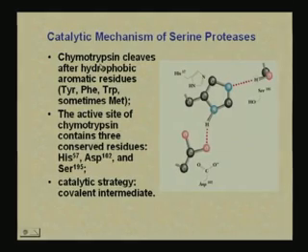Again, chymotrypsin cleaves after hydrophobic aromatic residues, usually tyrosine, phenylalanine and tryptophan, and sometimes methionine. The active site of chymotrypsin contains three conserved residues. It means it contains these three residues. Conserved means it is the same for practically all species. Okay. So, we have histidine 57, aspartic acid 102 and serine 195, and the catalytic strategy in this case is to form a covalent intermediate. But we have to remember that this covalent intermediate has to be broken, because we have to get the serine back to where it is.